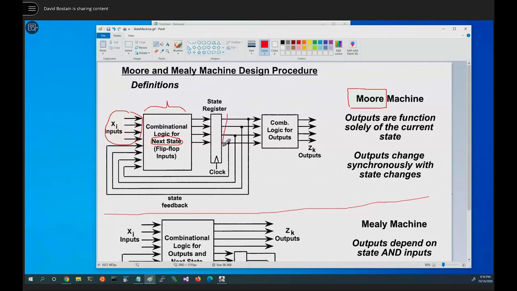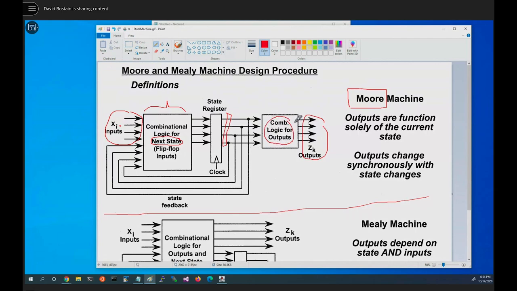Whatever's sitting here is the current state, right in here. The current state then gets decoded by some combinational logic to produce some number of outputs. And you'll notice in their picture here, they used I for the number of inputs. They didn't state it here, but they're using J for the number of state bits and K for the number of outputs. So they could be unique. Remember, there may be no inputs, but there may be one output.